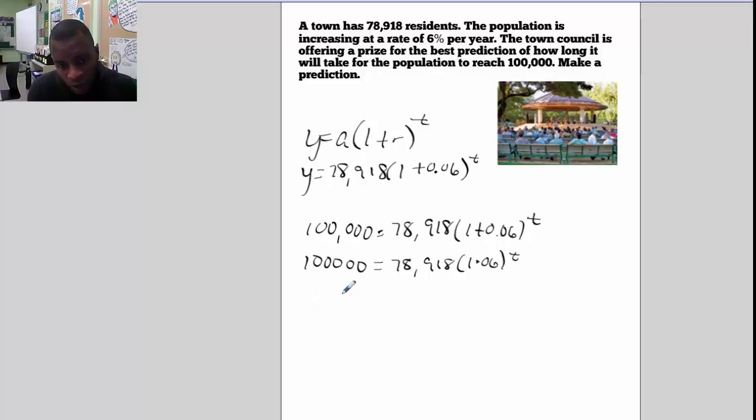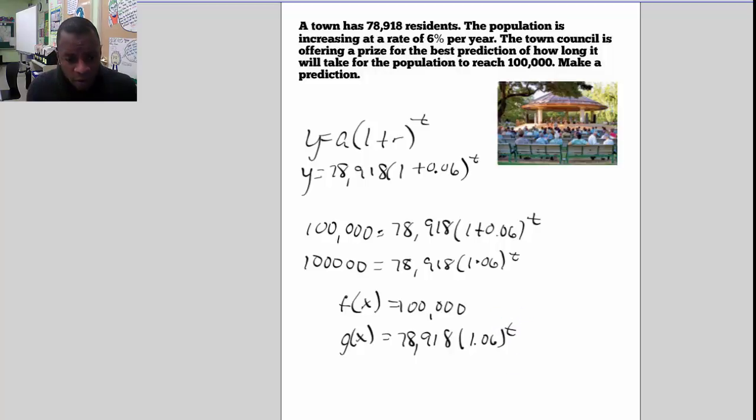Okay, so again, our f of x is going to be 100,000. And remember, f of x could also be the right-hand side as well. It doesn't matter which order that you graph them in. Okay, and g of x is going to be 78,918 times 1.06 raised to the t. Okay, so let's graph that.